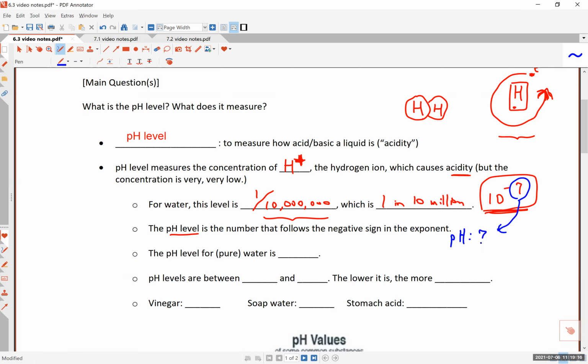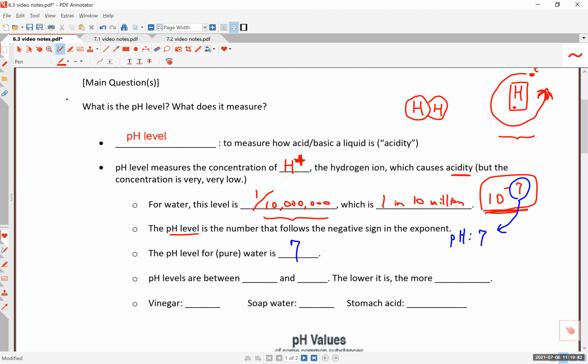So pH is 7 for pure water. You see how it works? From a mathematician's standpoint, -7 is okay, but having a negative number in any kind of index is not very popular. So they decided to get rid of that negative sign and put 7 as the pH level.